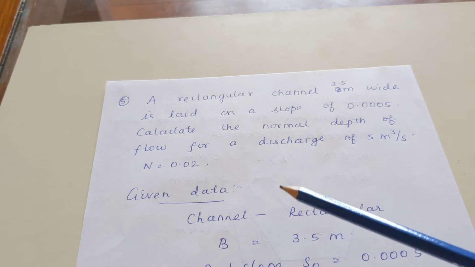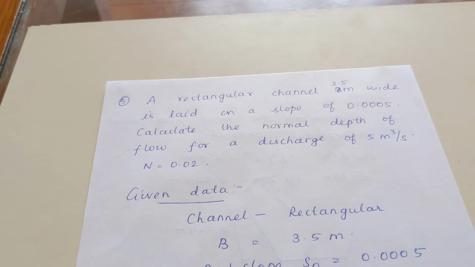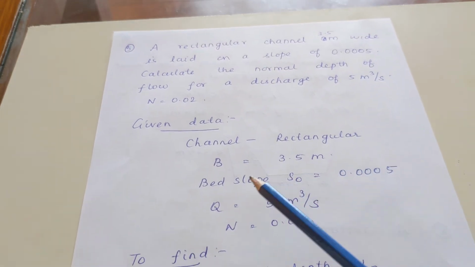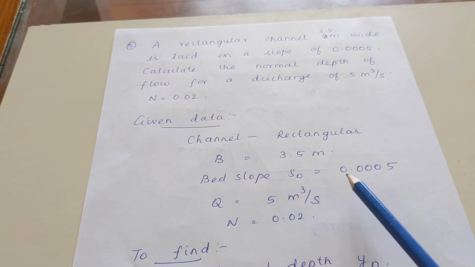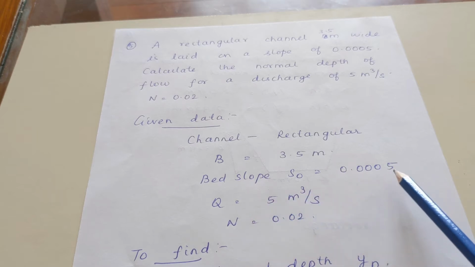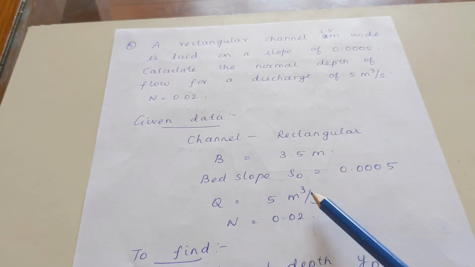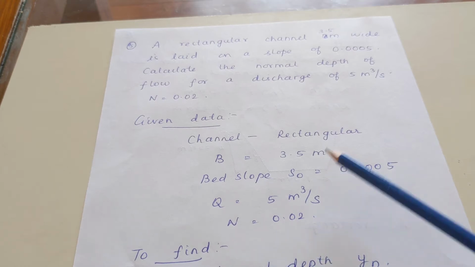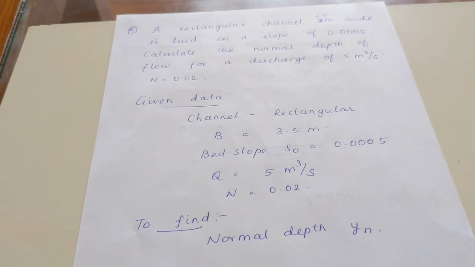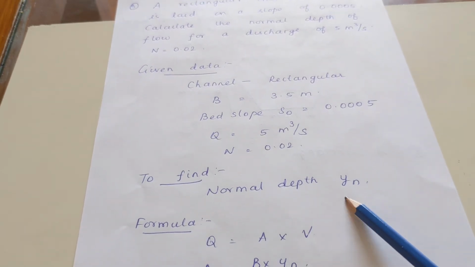So what you have to do first, we have to write down the given data. So what is the given data? The channel is a rectangular channel and the width of the channel is 3.5 meter. Bed slope is equal to 0.0005, Q is equal to 5 meter cube per second and n is equal to 0.02. It is given in the problem. What you have to find? You have to find out the normal depth Yn.